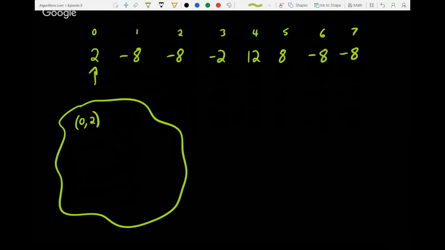Okay, so I move on to this next location. Negative 8 is my next number. So my options are I can start a new running sum, or I can increment all my running sums by negative 8. So I do that. I increment this by negative 8. I get negative 6. My starting location could be 1, and my sum is negative 8.